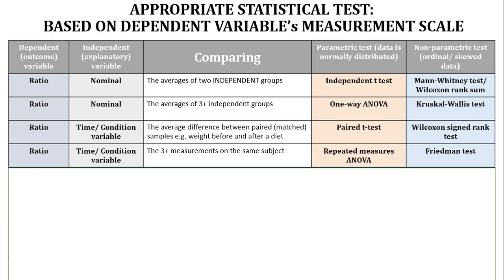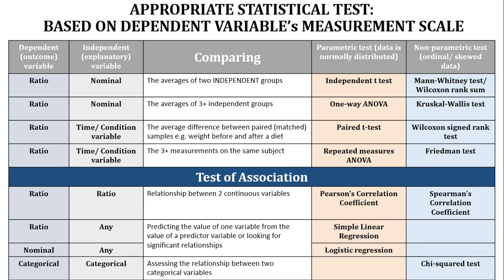And finally, if the dependent variable is in ratio scale and your independent variable is time and condition, and you are dealing with 3 or more measurements, where you repeatedly conduct a particular test and try to compare the results of these tests, then you should use repeated measures ANOVA if data is normally distributed. Otherwise you may use the Friedman test. So this is for the comparison of groups.